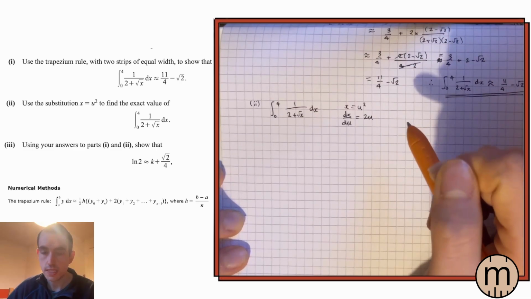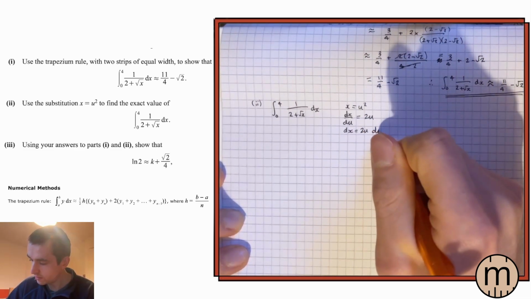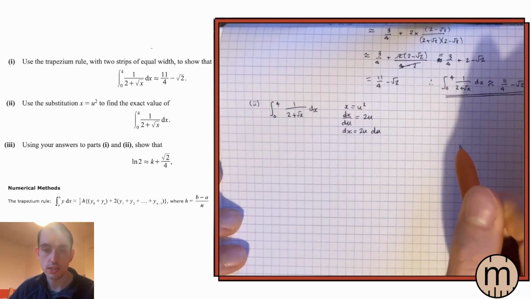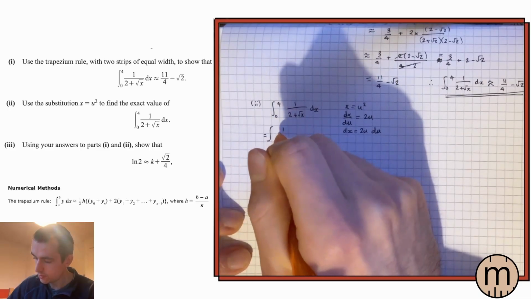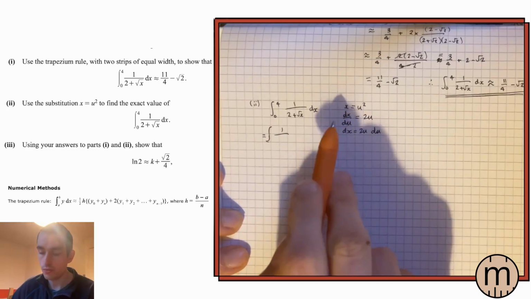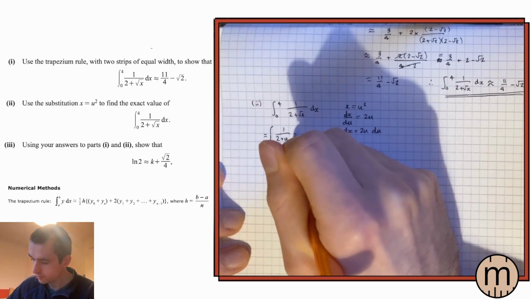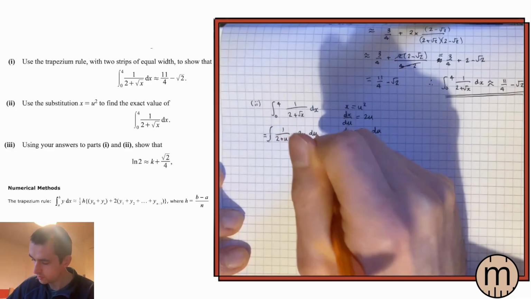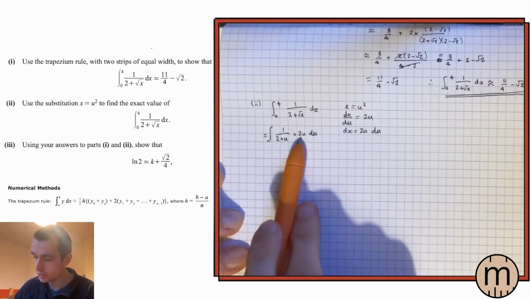like this. And this is essentially a fraction. You can treat it as such. dx is equal to 2u du. Moreover, this is root x, which is the same as u if we take the square root. So I've replaced the root x with a u, and I've replaced the dx with a 2u du.